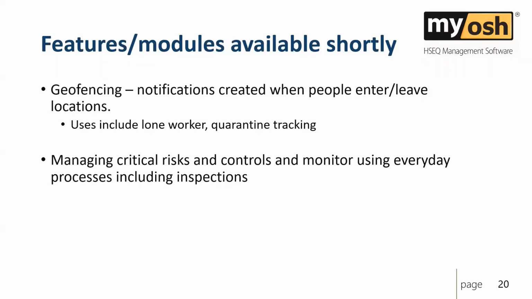Okay, some of the other things I'd like to talk about are things like geofencing. Geofencing is basically essentially when someone enters a particular location, the system does something. So we've been working on this specifically for quarantine tracking. In fact, originally it was developed for lone worker type situations where someone is going from one location to another. You want to know when they get there to make sure that they've arrived safely.